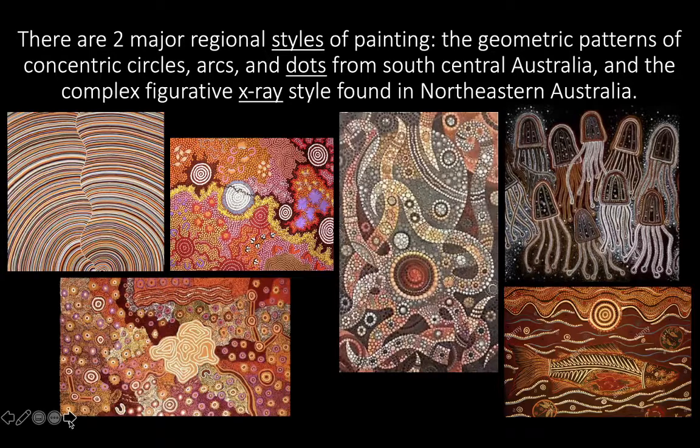So this slide shows the two major regional styles of painting that we see in Australia. The images on the left are the dot style. Dot style is just like it sounds, a lot of dots, but they also include other lines, shapes, symbols, bright colors and things like that. The images on the right are examples of the X-ray style. And we've seen this already through this PowerPoint quite a bit. Sometimes you'll see both together. Frequently, the dot style is included with the X-ray style.